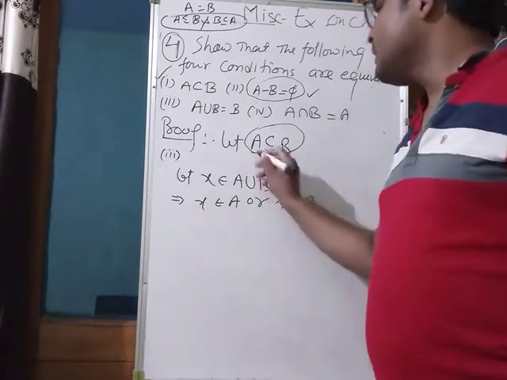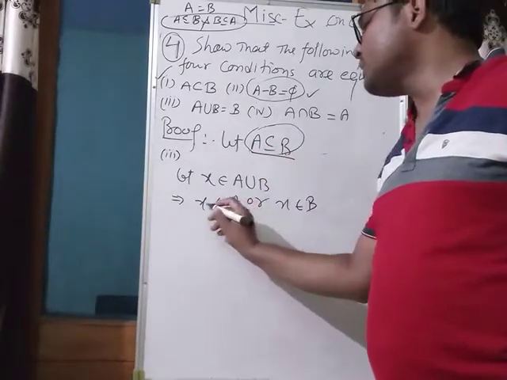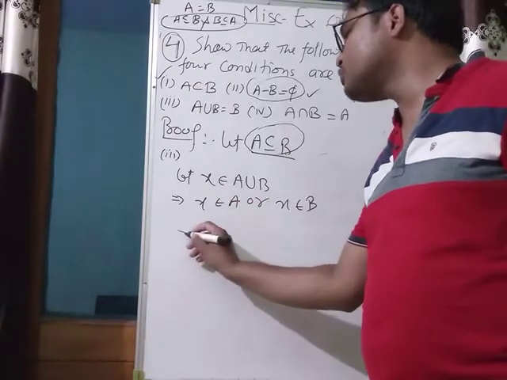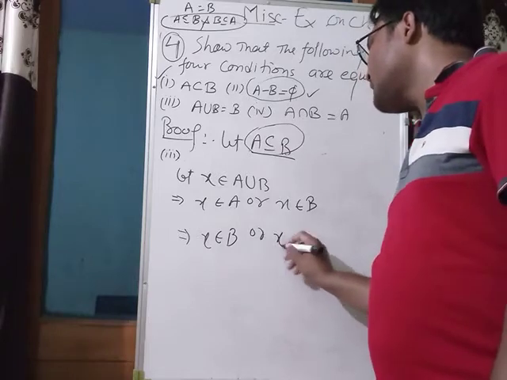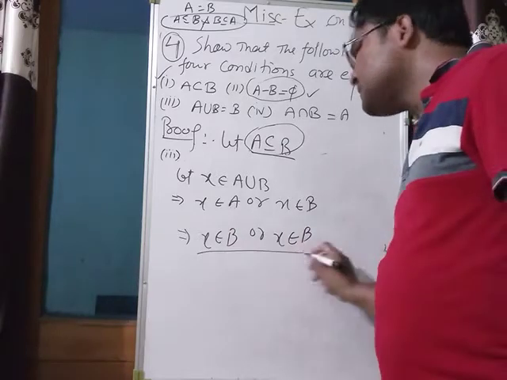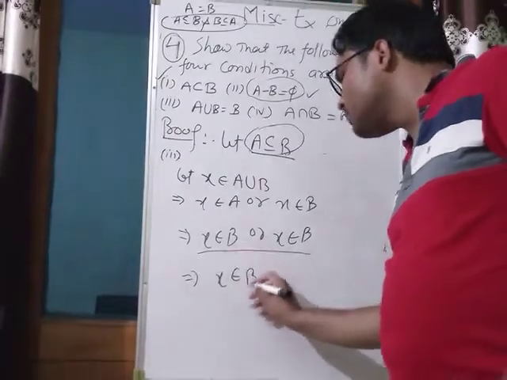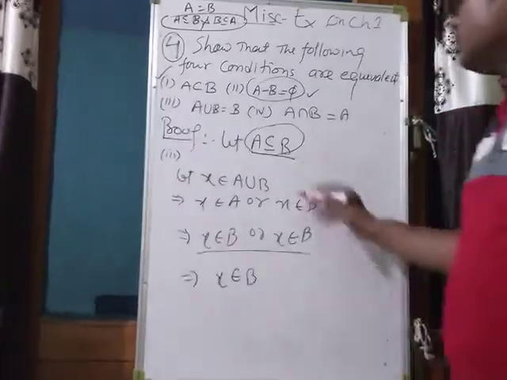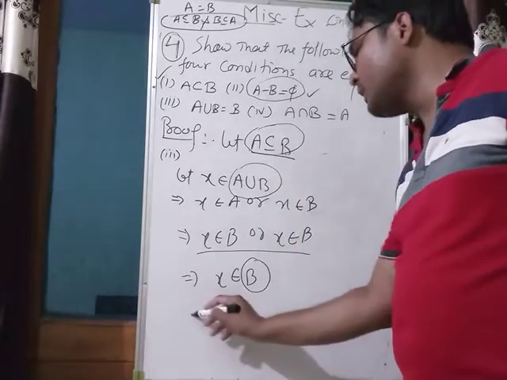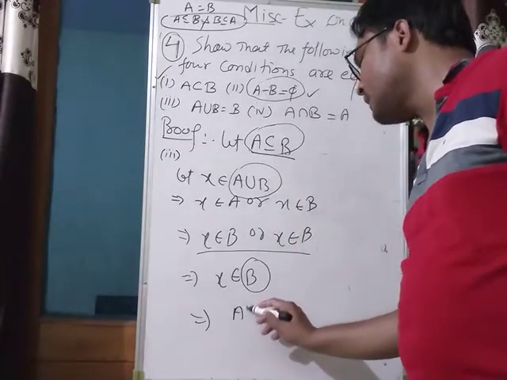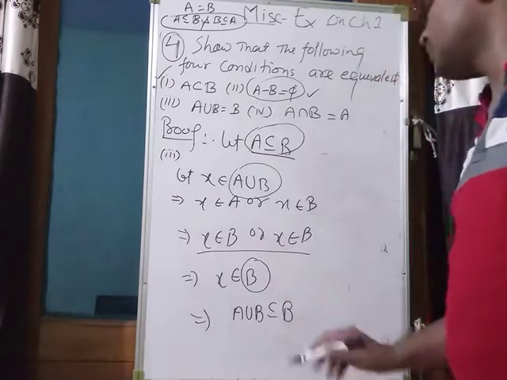And A is a subset of B. Clearly, each element which belongs to A must belong to B. So X belongs to B or X belongs to B. This is the same statement, so this can be written as X belongs to B. Now you can see each element of A union B belongs to B. Clearly from here we can say that A union B is a subset of B.